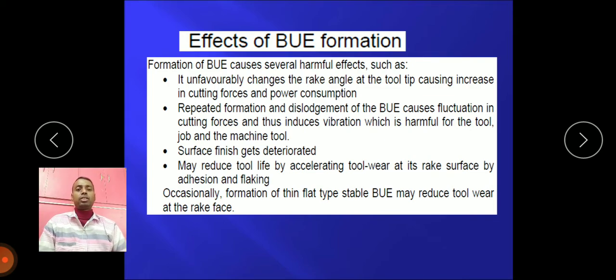Effect of BUE formation. It unfavorably changes the tool rake angle. Repeated formation and dislodgement of the BUE causes fluctuation in the cutting force, and this is very harmful for the tool, the job, and the machine tool also. Surface finish gets deteriorated. It may reduce the tool life also. So many disadvantages if BUE is formed.